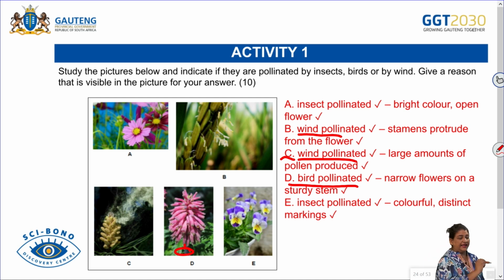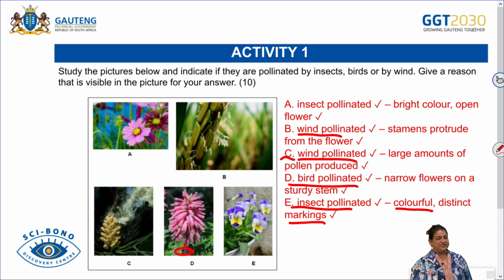So these may look like little floral parts of the plant, but these little lines are actually honey guides. We call them honey guides. They guide the bees to where the nectar gland is to form their honey. So these little plants here are what? Insect pollinated. Colorful, distinct markings. Those markings are honey guides. And you know it's insect pollinated because they're small and colorful. And they will even have a sweet scent because insects like bees are attracted to a sweet scent.